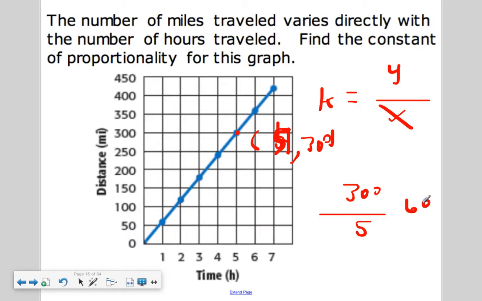That means if I know the hours and I multiply by 60, I will be able to find the distance or miles traveled. So let's see if that's true. 1 hour times 60 is 60 miles. 2 hours times 60 is 120 miles. It works. 3 hours times 60 is 180. So the constant of proportionality is 60 because if I take any number of hours and multiply by 60, I'll find the distance. So constant of proportionality is the constant ratio between two quantities.